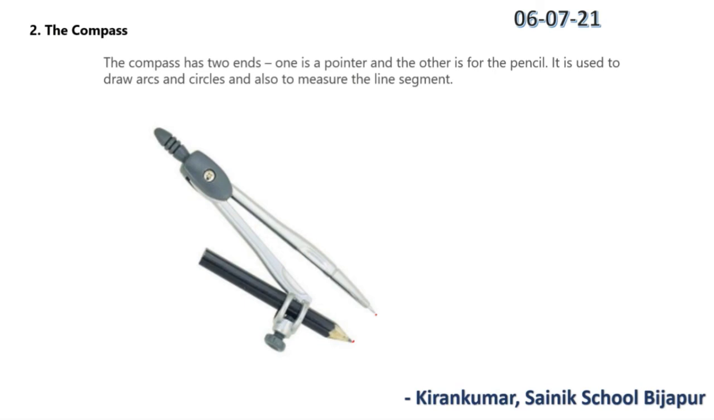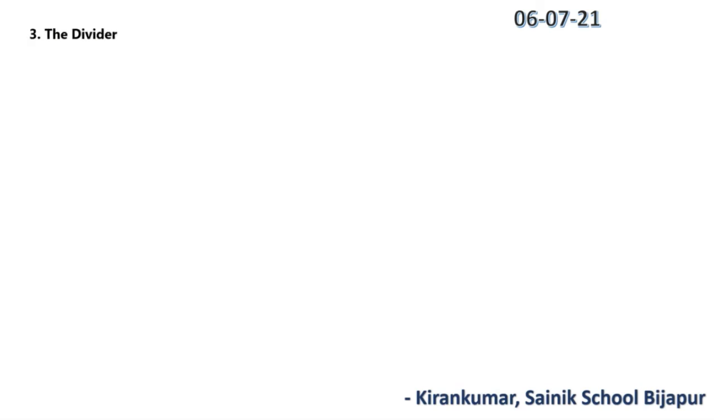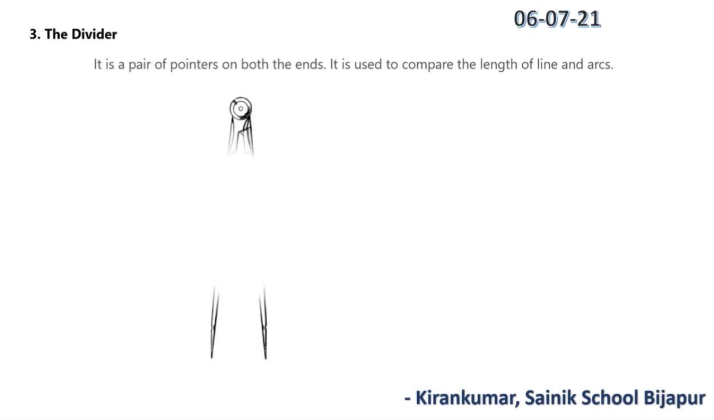The next type of instrument is the divider. It's a pair of pointers on both the ends. It is used to compare the length of lines and also arcs. This is the divider. It has got 2 metal needles. This particular instrument is used for comparing the length of lines and arcs.